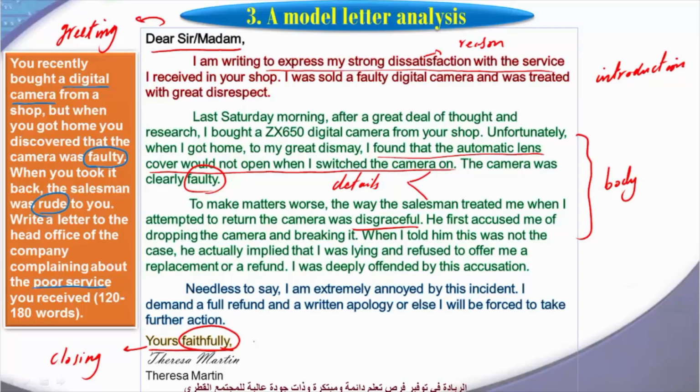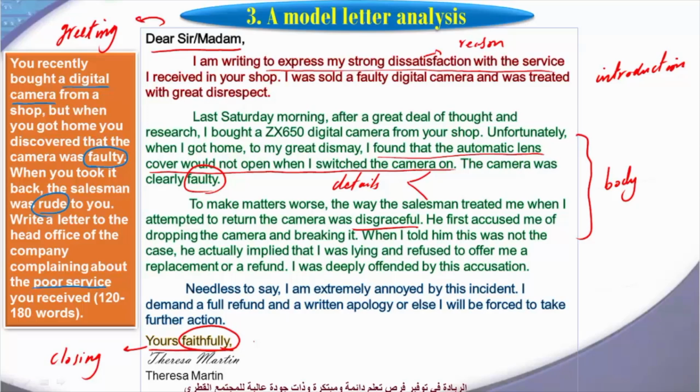"He first accused me of dropping the camera and breaking it. And when I told him this was not the case, he actually implied that I was lying and refused to offer me a replacement or a refund. I was deeply offended by this accusation." You can notice that he mentioned the bad service he received from the salesman, the bad treatment. It was so disgraceful. He even accused him of breaking the camera and even refused to offer him a refund or a replacement.